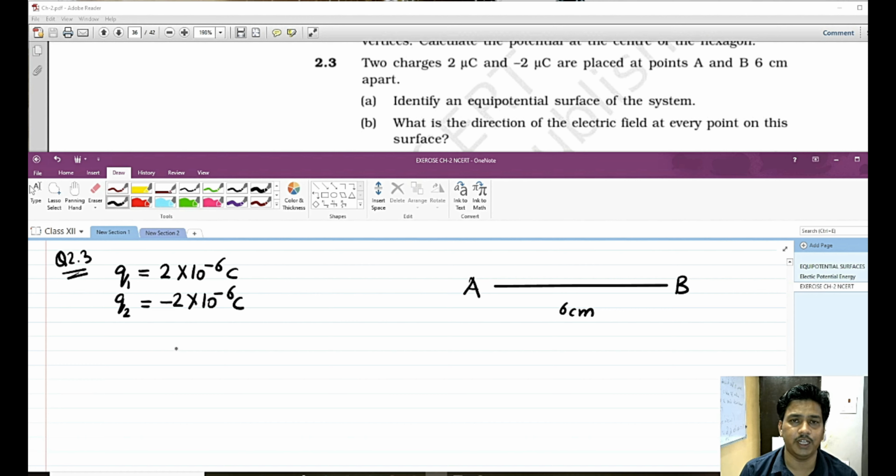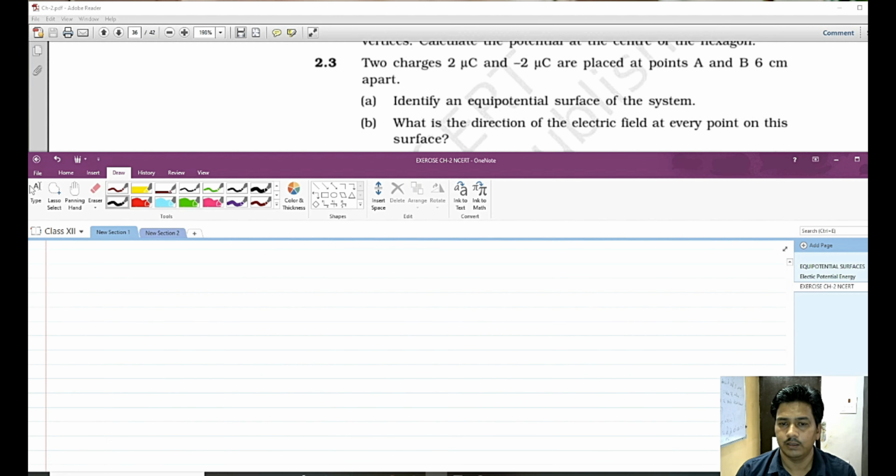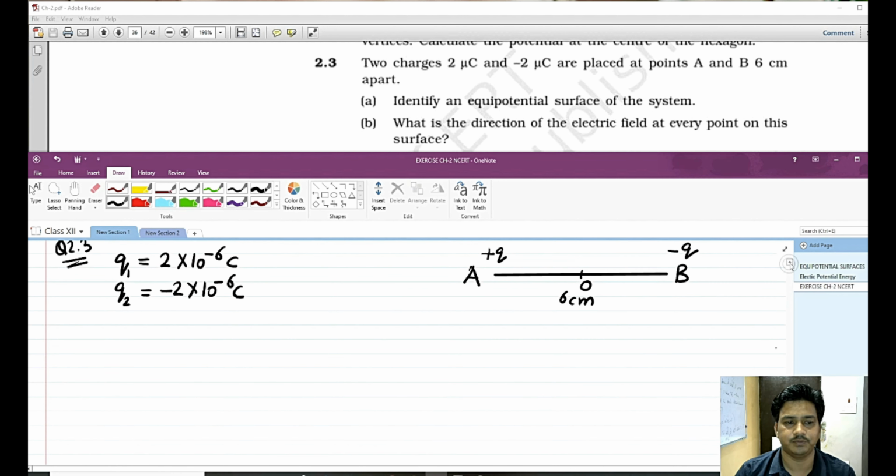So you should pay attention here. There are two charges. One is 2 microcoulomb and the second one is minus 2 microcoulomb. Both the charges have the same magnitude, but the polarity is opposite. So this arrangement behaves like an electric dipole, because according to the definition, an electric dipole is an arrangement in which two equal and opposite charges are separated by a certain distance. So the dipole length is 6 centimeter.